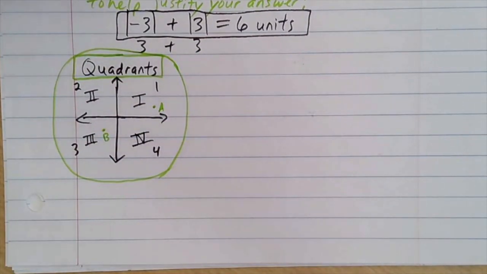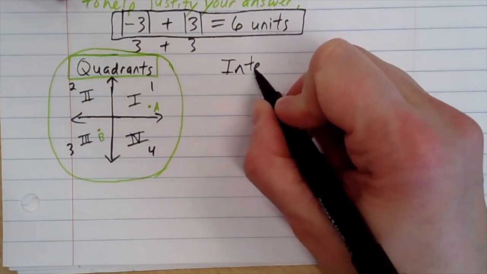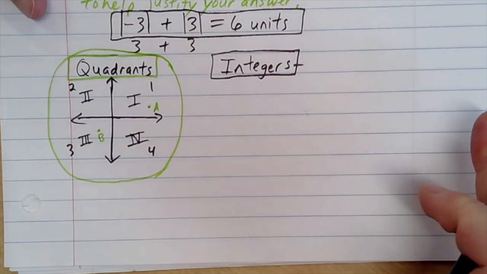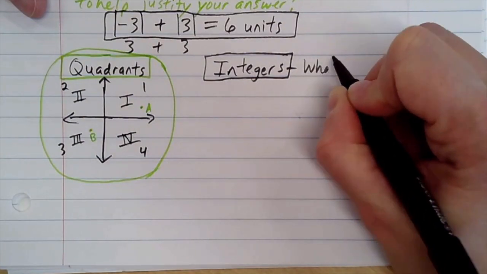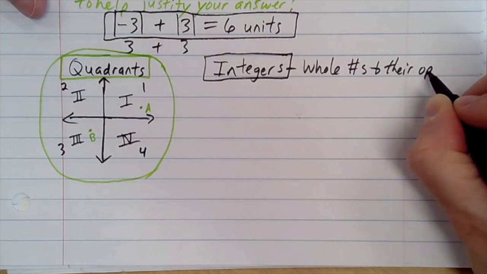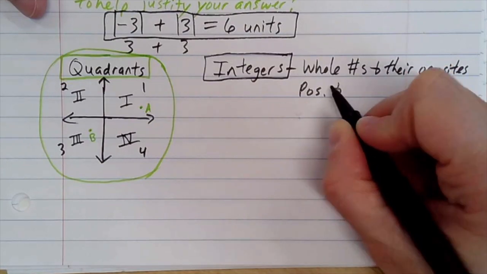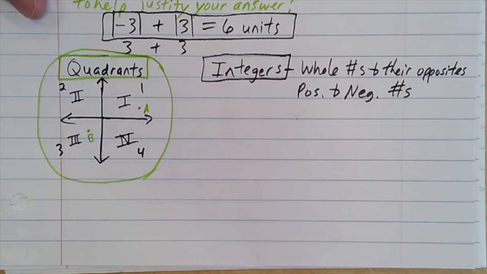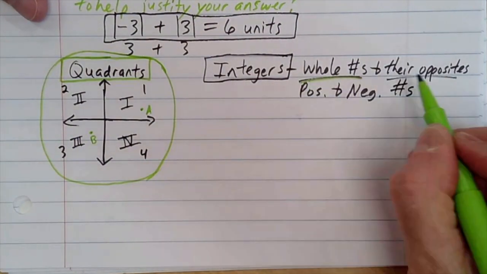The other thing we're going to add to our notes is the term integers. Integers are whole numbers and their opposites. They are positive and negative numbers, but they are whole numbers and their opposites. So you're not going to have any decimals or any fractions.